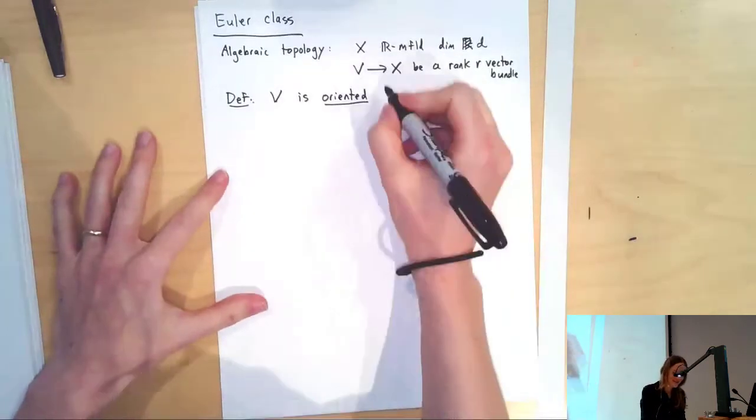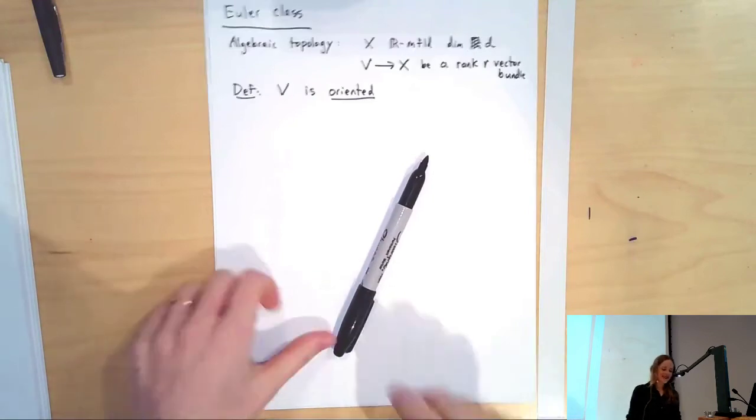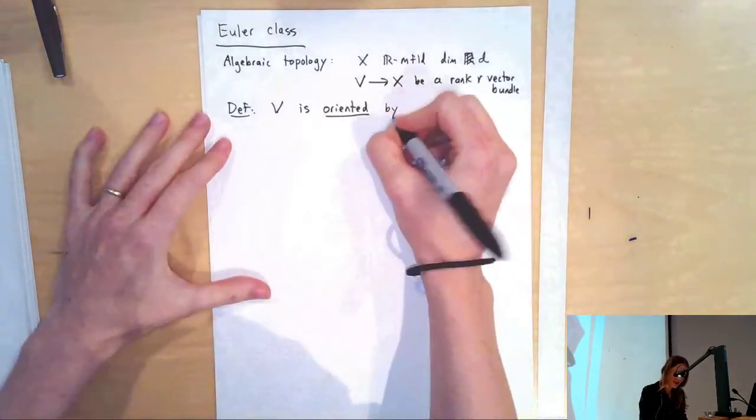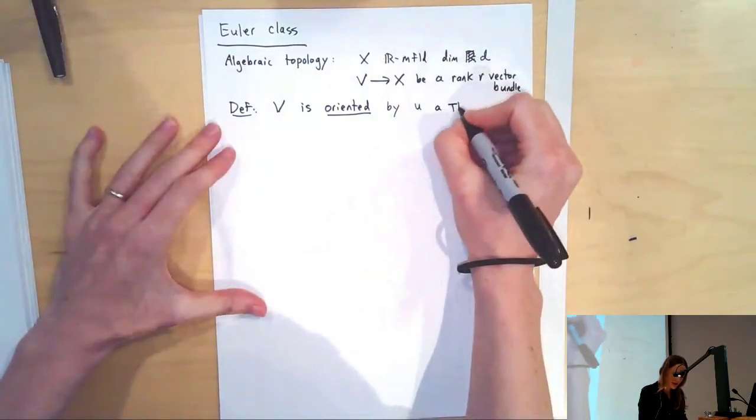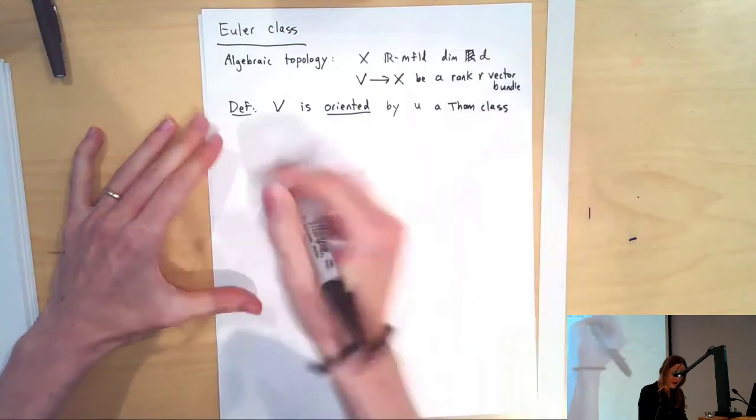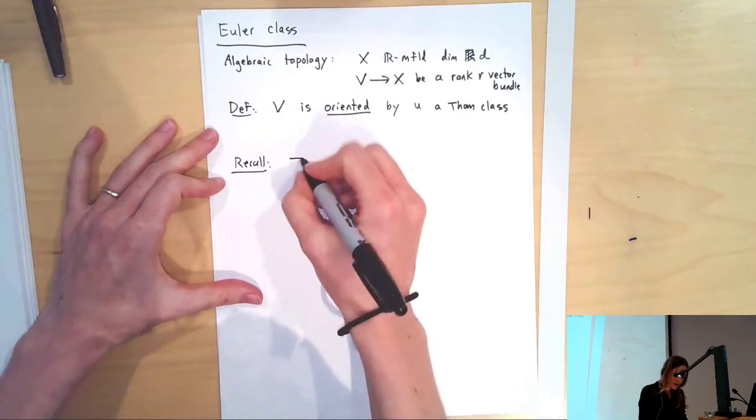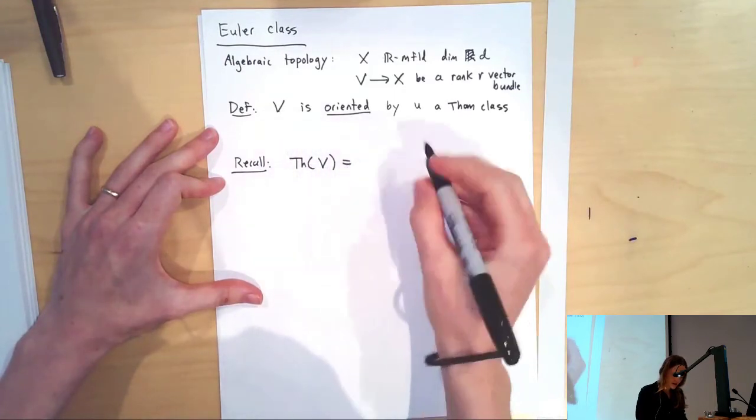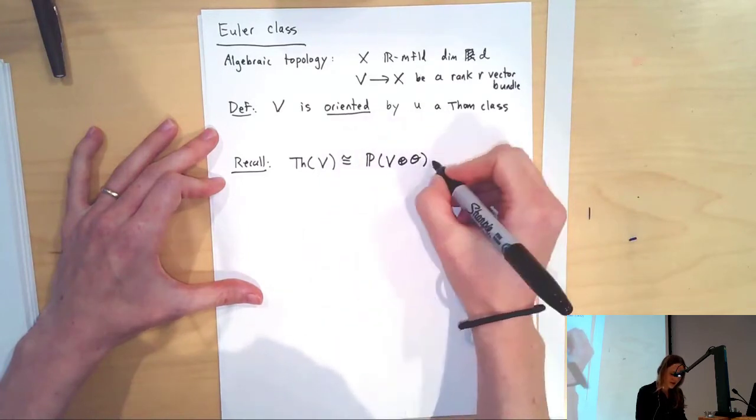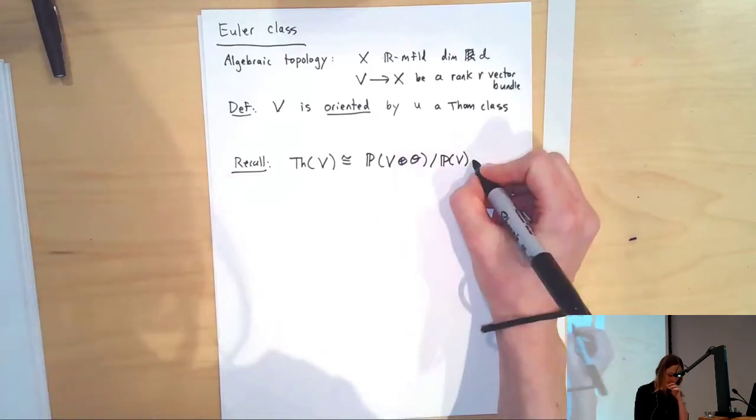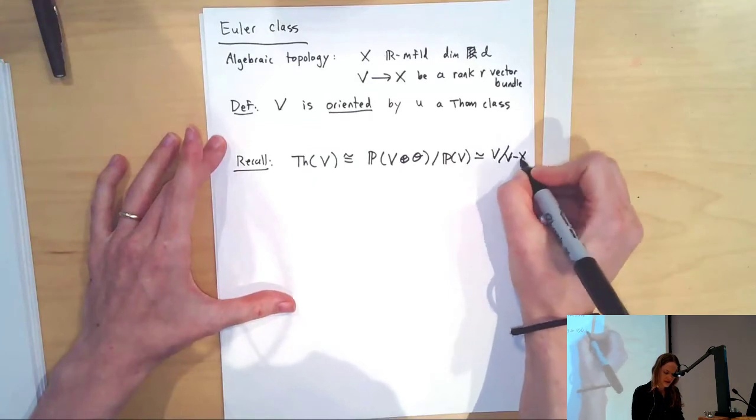V is oriented by a Thom class. Actually, I wanted to recall that the Thom space of V could be defined as the projectivization of V plus a trivial bundle over the projectivization of V, or V over V minus the zero section.